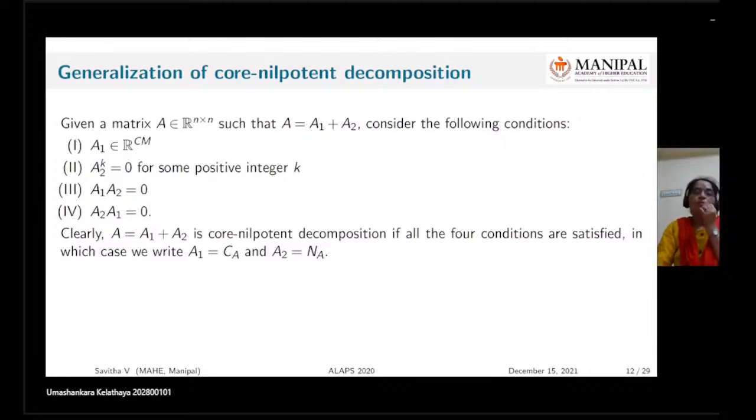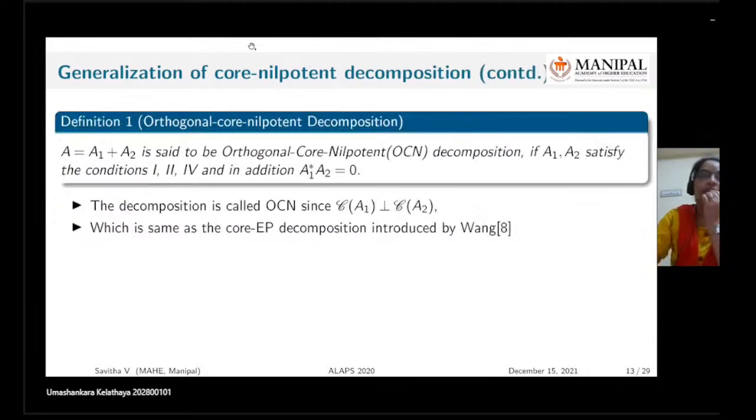Okay, so now we come to the process of generalizing the core-nilpotent decomposition. I restate the definition of the core-nilpotent decomposition. Given a matrix A belonging to R n by n such that A equals A1 plus A2, consider the following conditions. The first one, A1 is a core matrix. Second, A2 is nilpotent. Third, A1 A2 equals 0. Fourth, A2 A1 equals 0. Then clearly A equals A1 plus A2 is a core-nilpotent decomposition, with A1 equal to CA and A2 equal to NA.